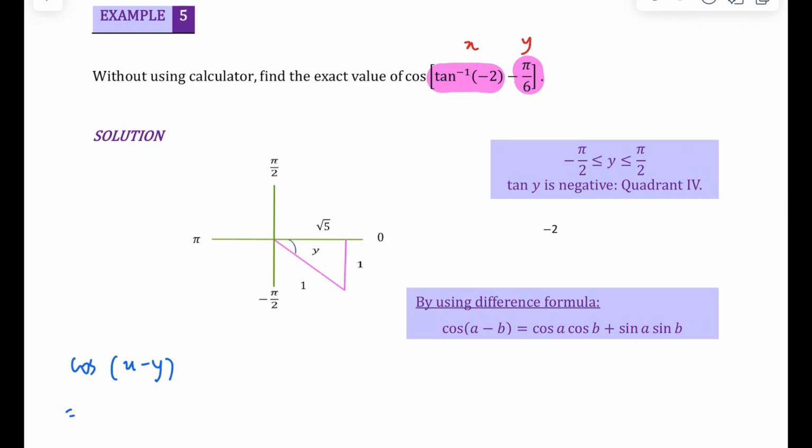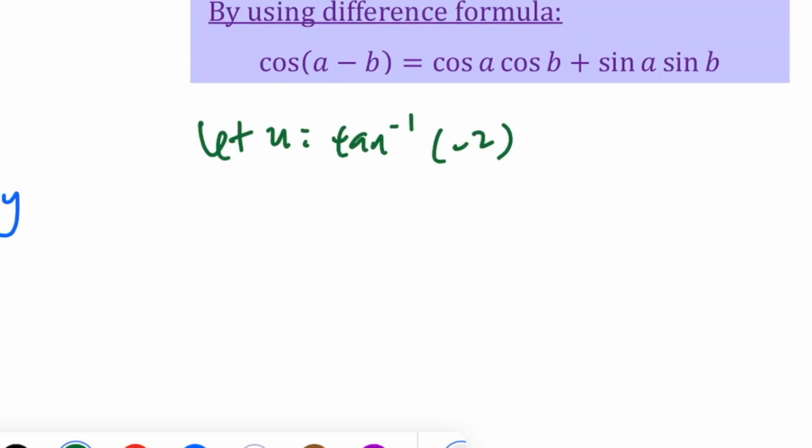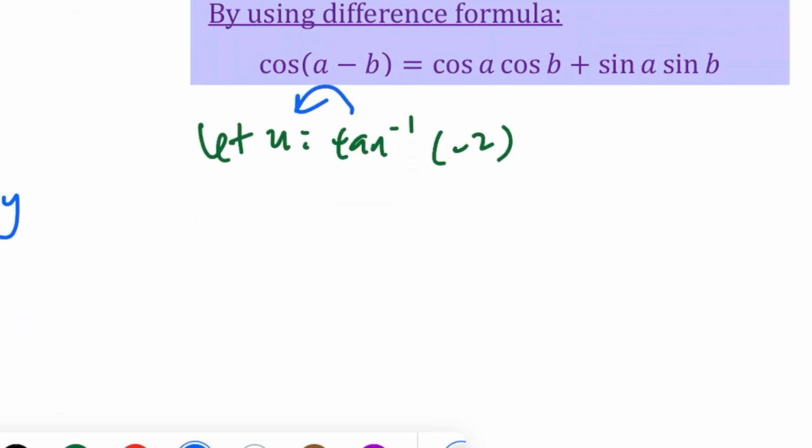So this is it. Later on we'll open as cos x cos y plus sin x sin y. So let's do separately first for x. So let x be inverse tangent -2. Okay, so let's open up this. This is tangent x, right? Tangent x now is -2 over 1.